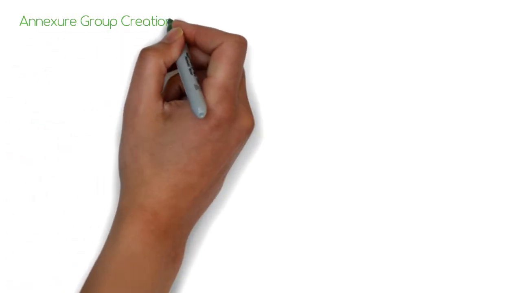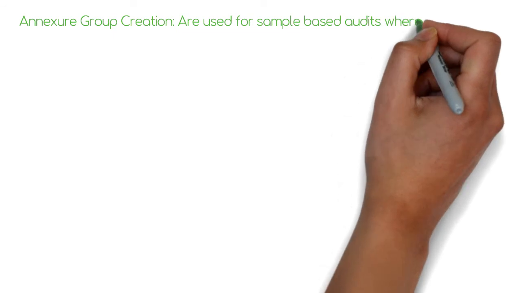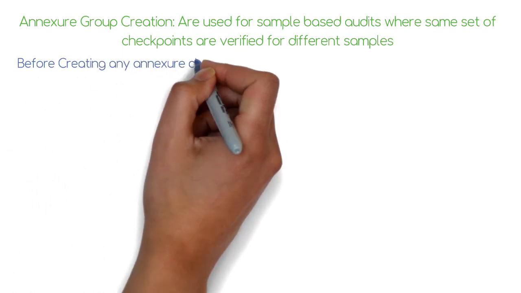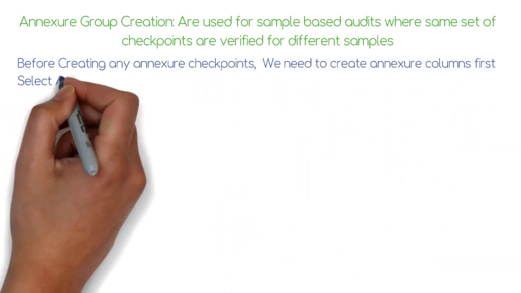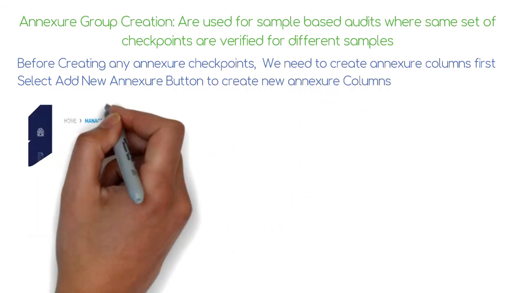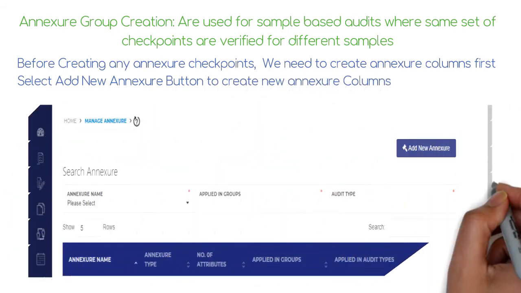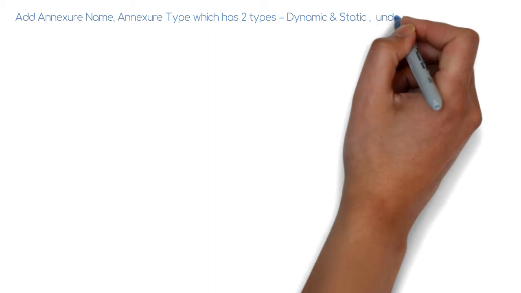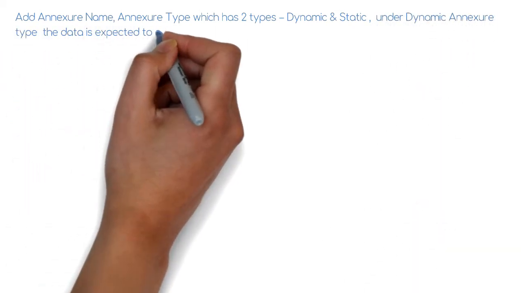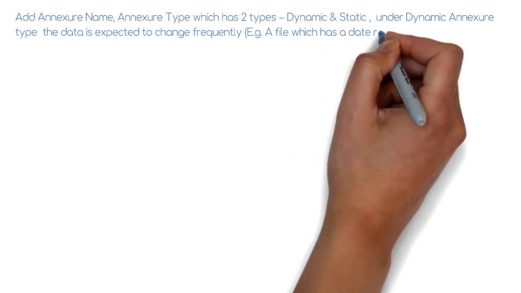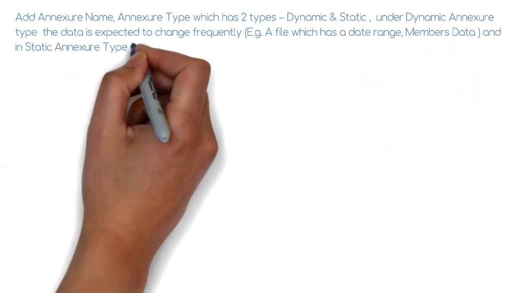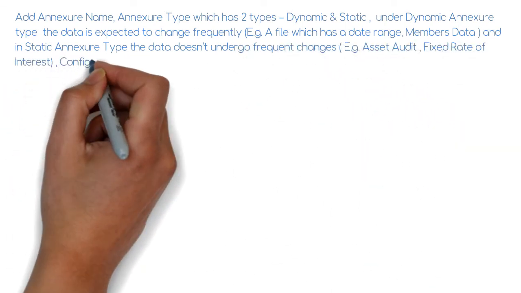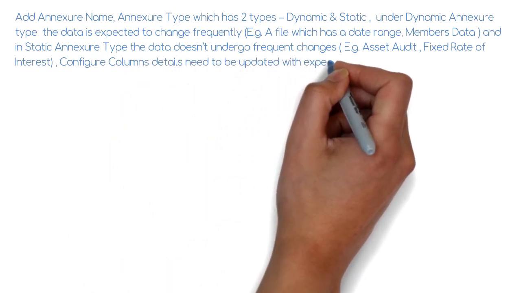Annexure Group Creation is used for sample-based audits, where the same set of checkpoints is verified for different samples. Before creating any Annexure checkpoints, we need to create Annexure columns first. Select the Add New Annexure button to create new Annexure columns. Add the Annexure name and Annexure type, which has 2 types: dynamic and static. Under the dynamic Annexure type, the data is expected to change frequently, for example, a file which has a date range and members data. In the static Annexure type, the data doesn't undergo frequent changes, for example, asset audit, fixed rate of interest.